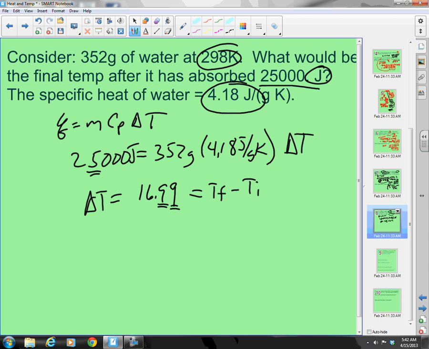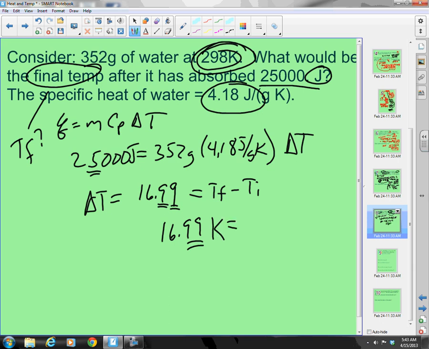What do we have here? What would be the final temp? So I'm looking for TF, and what is given? Oh, the initial temp has to be, I start with 352 grams of water at 298. So that would mean I have 16.99, and this is, we're looking at Kelvin this time because it's a delta T. I can make that change, right? TF minus 298.